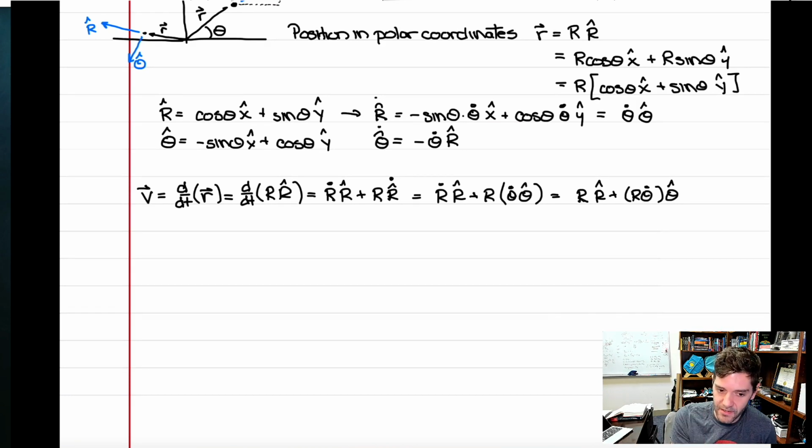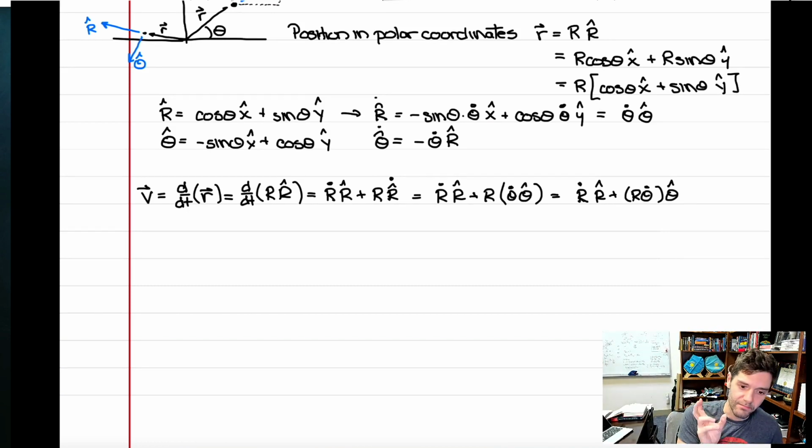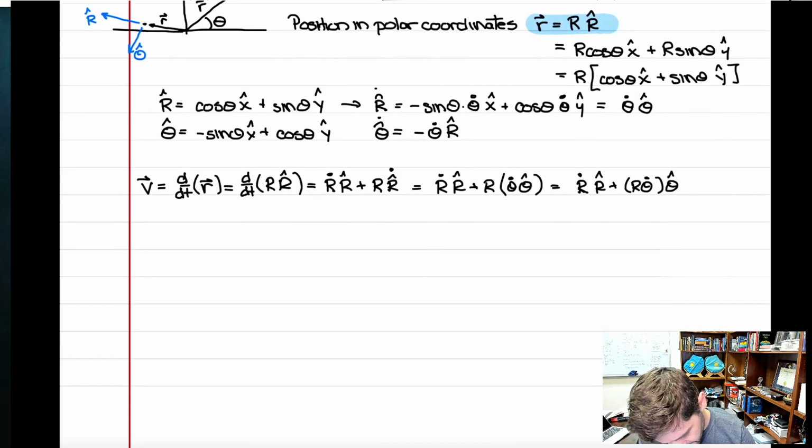I need to know something about r, which is a function of time, and I need to know something about theta, which also is a function of time. In the case of velocity, both r dot and theta dot appear. Let's see, position, we'll highlight, velocity, we will highlight.